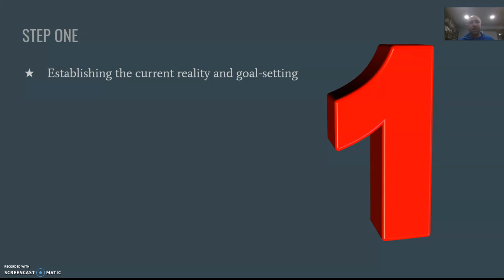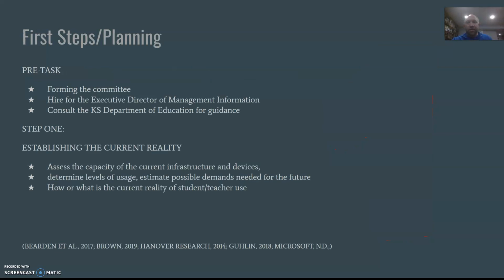Step one, really establishing the current reality and goal setting. As we would for any content area, when we do a gap analysis on the current reality, we want to follow and mirror the same process for technology. So first steps in planning, we have some pre-task information that we want to take care of. We want to form that committee. We have a committee of district people, of internal and external stakeholders, district leaders, and then community members, teachers, and administration.